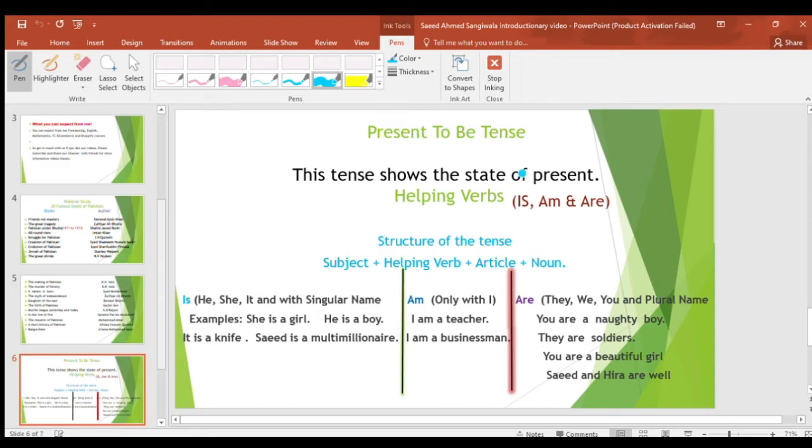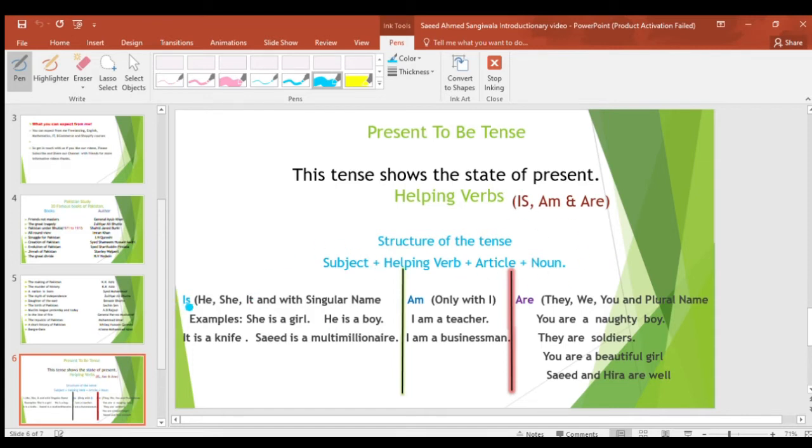Then we discuss the structure of the tense. Subject plus helping verb plus article plus noun. Before the noun you can also use an adjective.